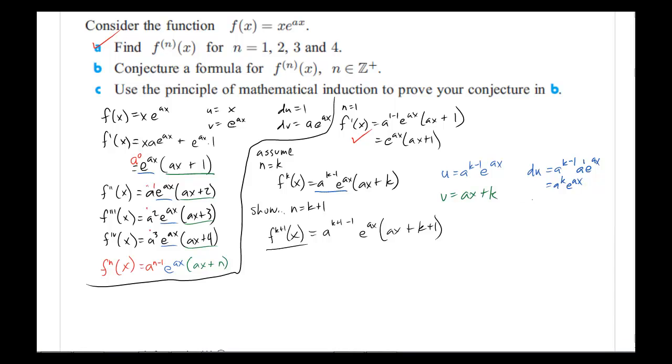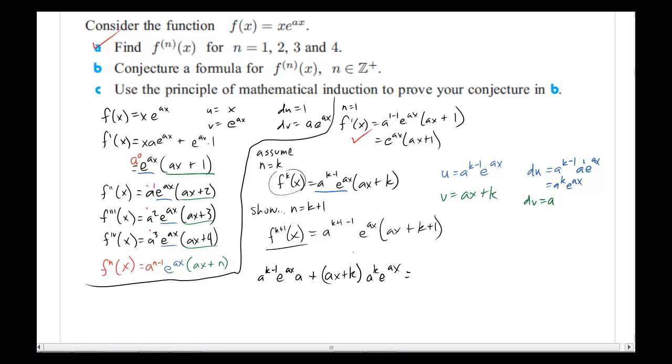And then, of course, this one's even easier. dv is simply a, the derivative of a constant is 0, and then it's just the coefficient of the x there. So now if I put all that together, then I end up getting that the derivative of f to the k, the k plus 1 derivative, is u, so a to the k minus 1 e to the ax, times dv, plus v times du, which was a to the k e to the ax. And we need to show that this is equal to what we have up there above.